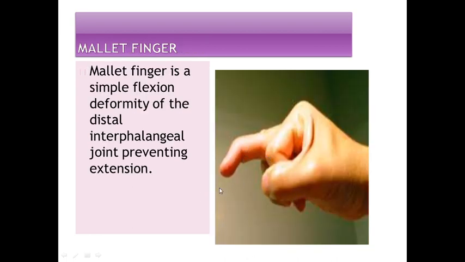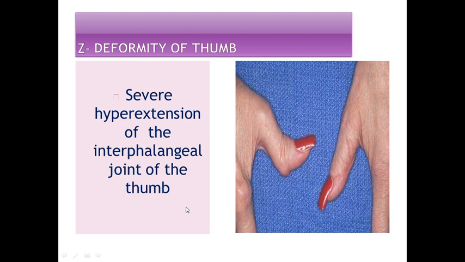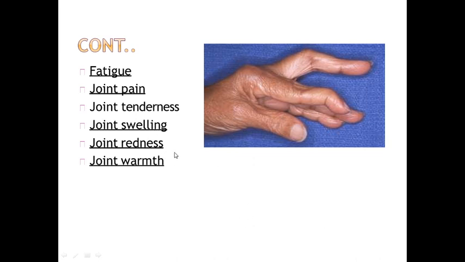Mallet finger is a simple flexion deformity of the distal interphalangeal joint, preventing extension. And sometimes you can find severe hyperextension of the interphalangeal joint of the thumb. There are also other symptoms like fatigue, which is a general symptom, and joint pain. We already said that joint pain includes the small joints, joint tenderness, swelling, redness, and warmth. Because of the inflammatory reaction, we have all 5 features of inflammation.